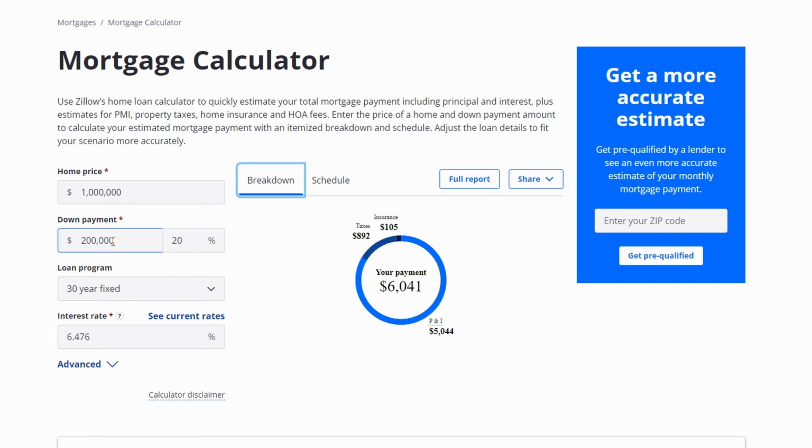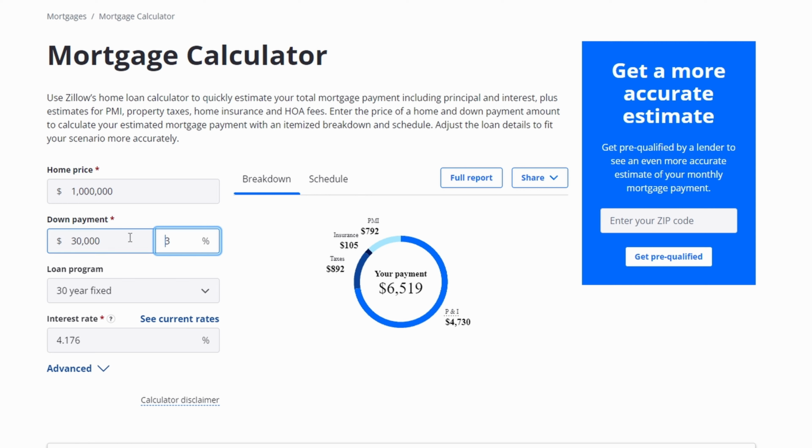Okay, so if you want to play with these a little bit, let's say you're doing an FHA or 3% down loan. You can do 3% right here. Here it has interest rates. You can see the current interest rates right here. So this would be plugged in with this interest rate. Any of these here, you can pretty much backspace and change.